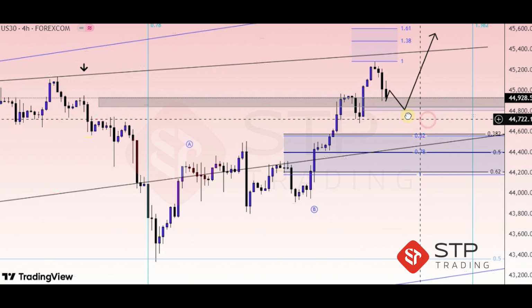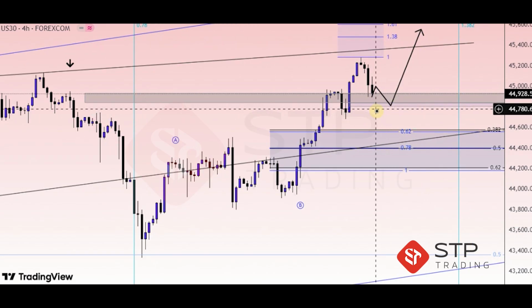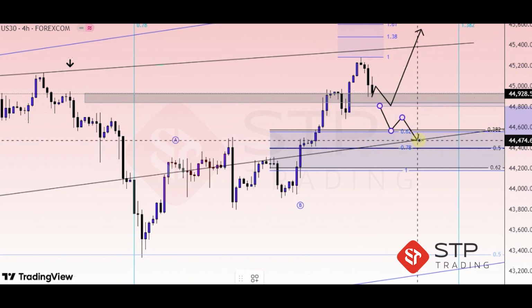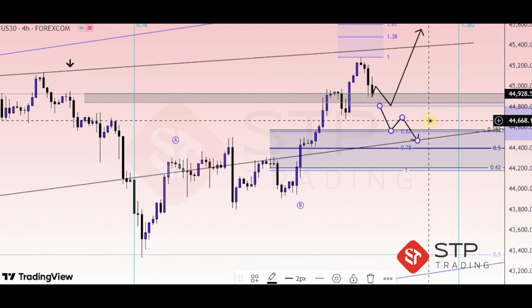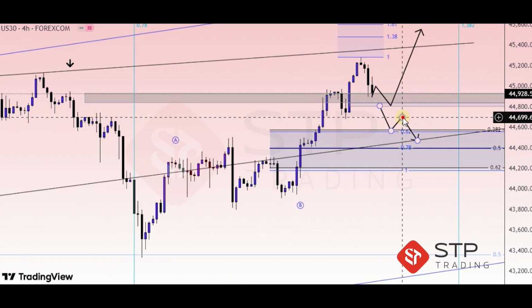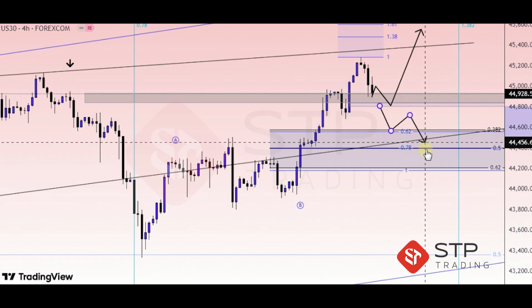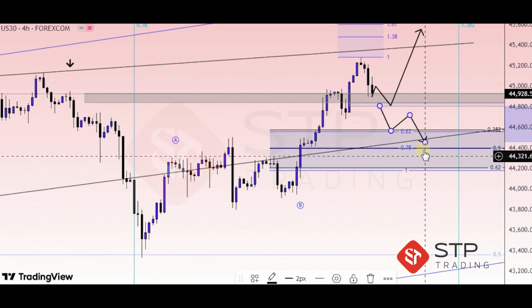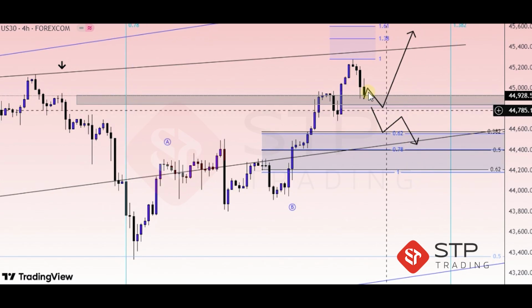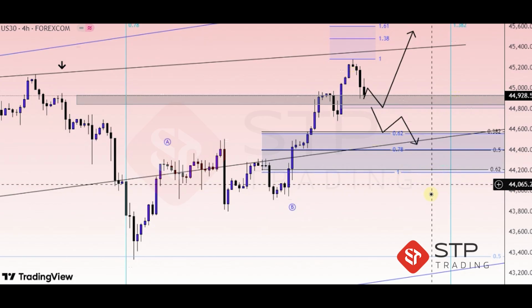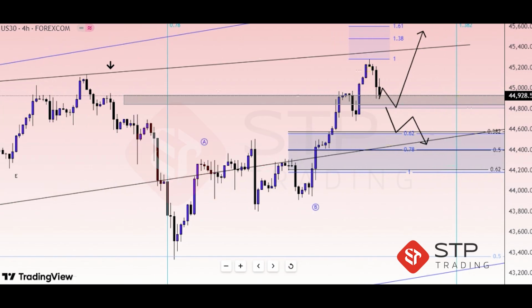If the support zone is broken, the corrective trend could extend toward the support levels we have identified, which could serve as the minimum targets of the bearish move. In this part of the chart, we expect the formation of a triangle pattern, which could complete the corrective and bearish move at the specified support levels and lead to the beginning of a bullish trend on the chart.